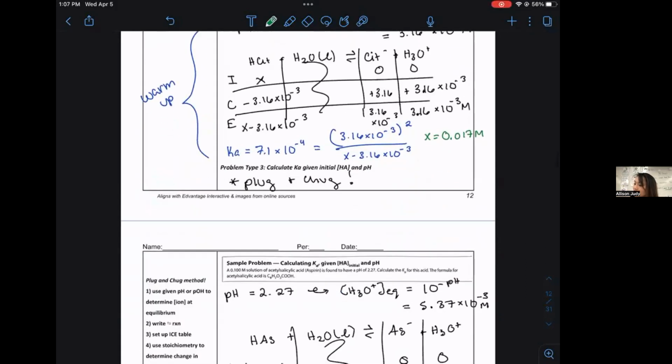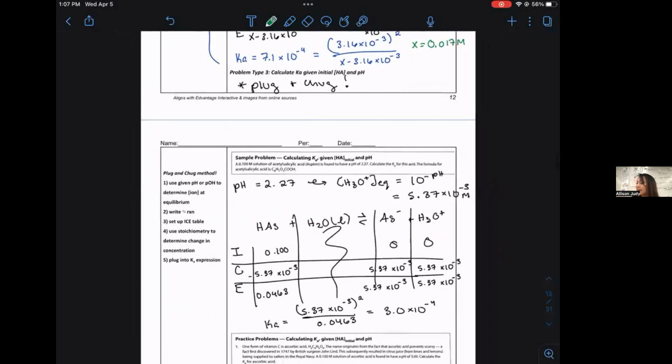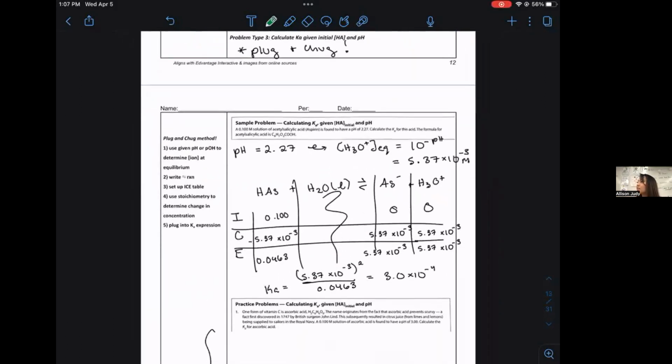So for the next problem, the third type, it's the dream type. It's the plug and chug type. I give you initial and equilibrium. All you have to do is solve for Ka.